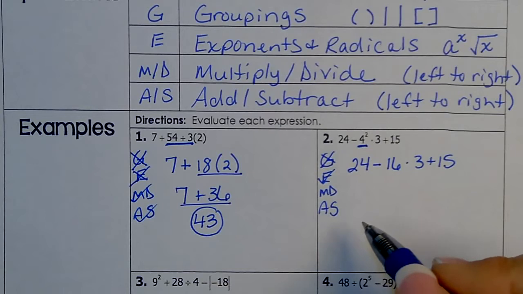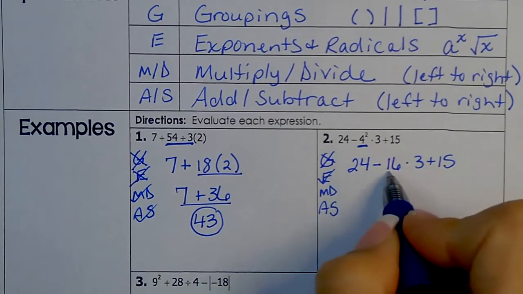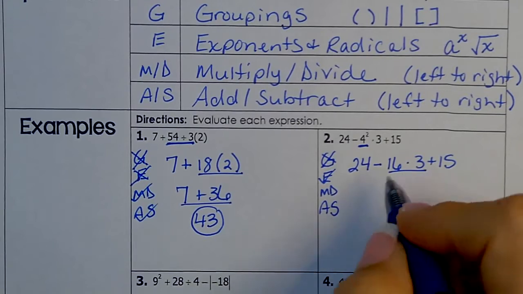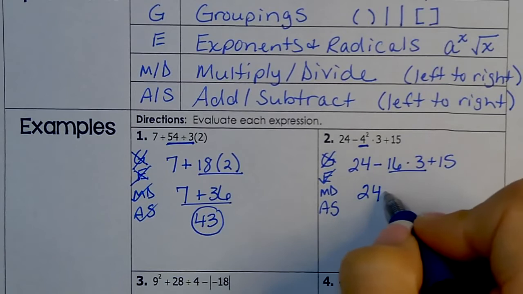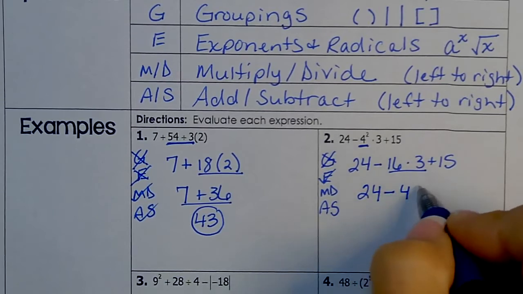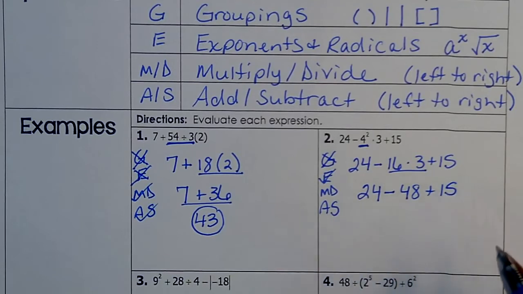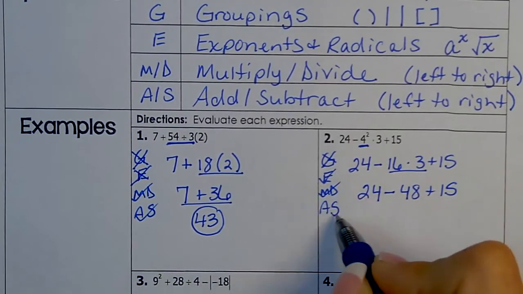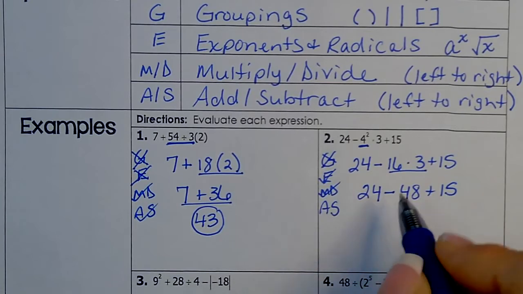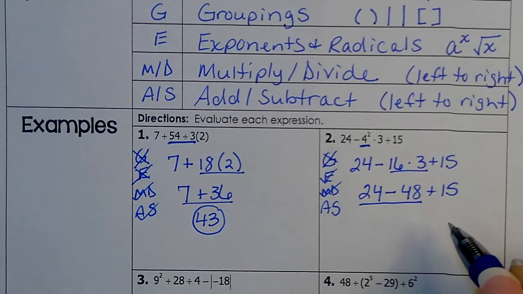Now I'm on multiply or divide. So let's subtract. Here's multiply. So I need to take care of that next. So negative 16 times 3 is negative 48. And done with multiply and divide. Now I'm going to add or subtract, whichever I get to first. And the first thing I get to is subtracting.